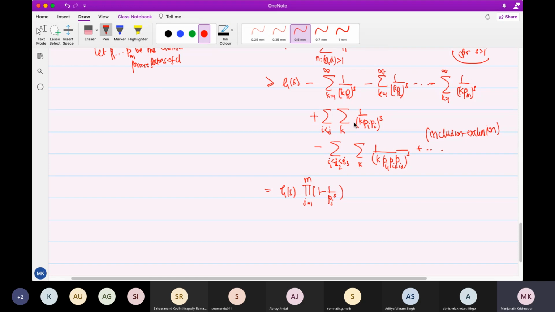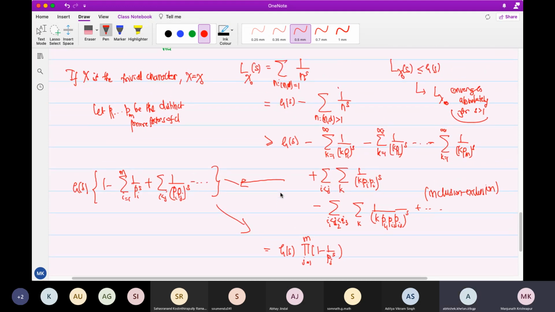You can see that in each of these, you get zeta of s. It is zeta of s over p1 to the s, zeta of s over p2 to the s, and zeta of s over (p1 p2) to the s. So you pull out zeta of s. What remains is 1 minus the sum over i of 1 over p_i to the s, with i going from 1 to m only. Then you get a sum over i less than j of 1 over (p_i p_j) to the power s, minus, and so on. That is exactly this product. So you get this formula, and that is an equality now.